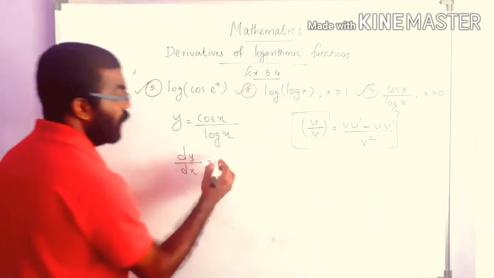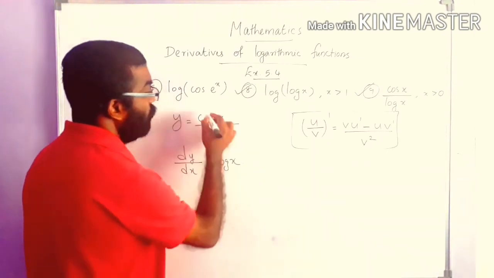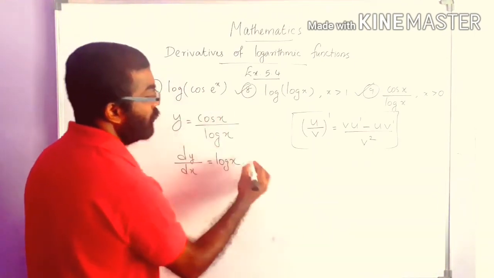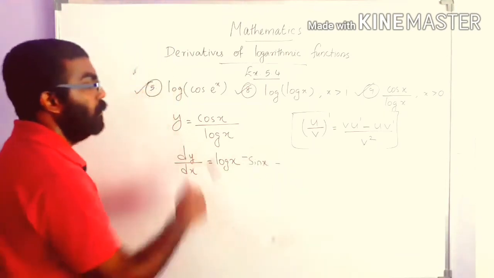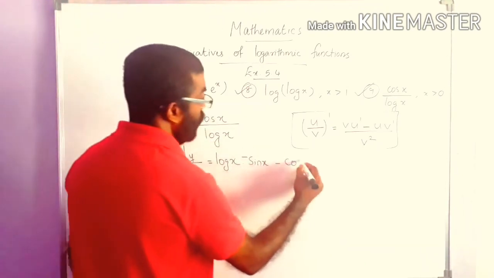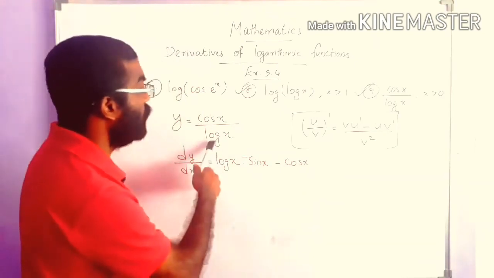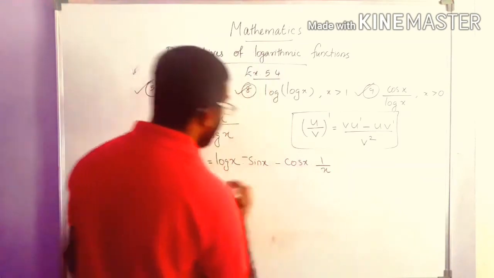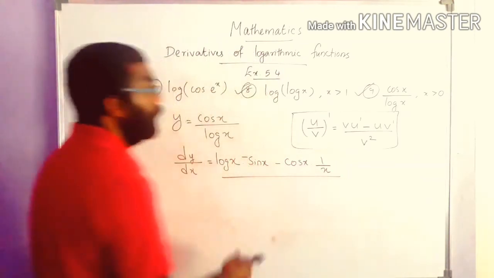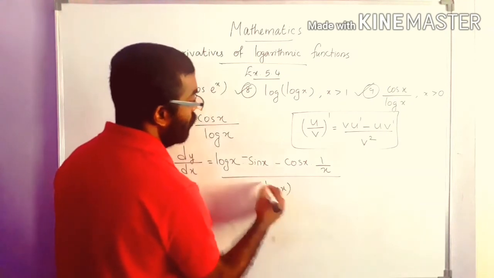Okay. So here the denominator is log x. So log x into derivative of numerator, derivative of cos x, it's minus sin x, then minus numerator is cos x into derivative of denominator, the term is log x, and derivative of log x is what? 1 by x, whole divided by denominator square, log x square, that is log x the whole square. Okay.